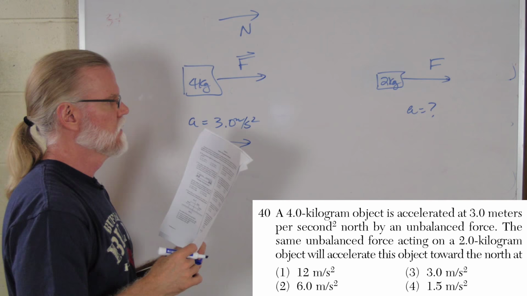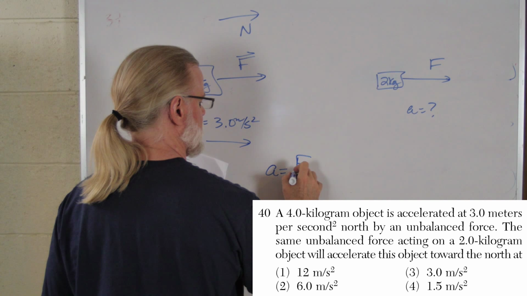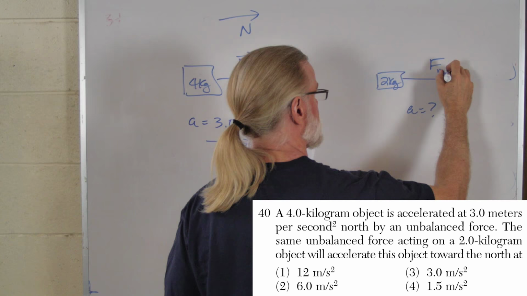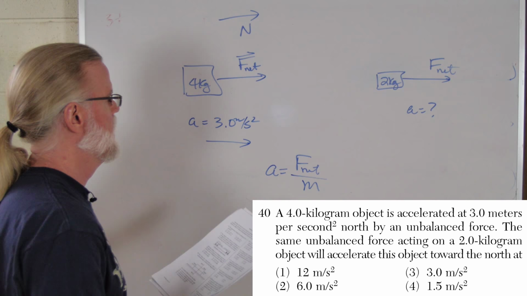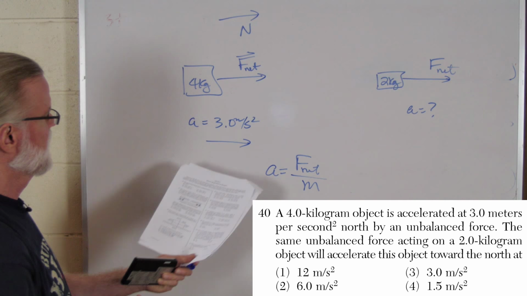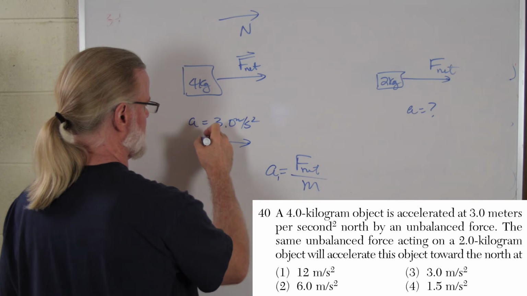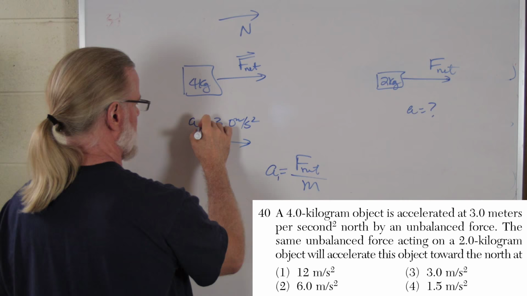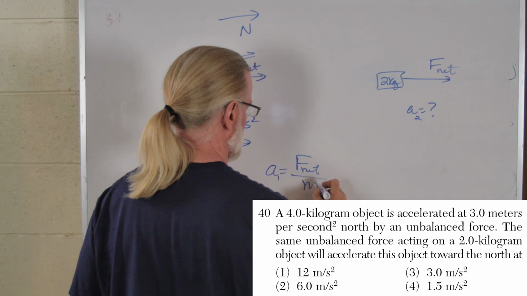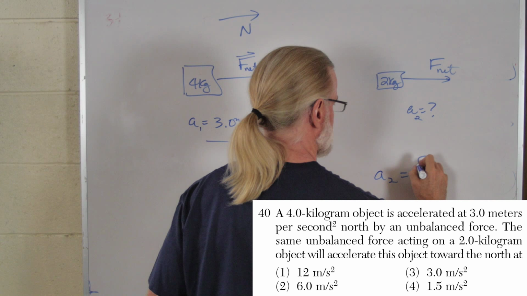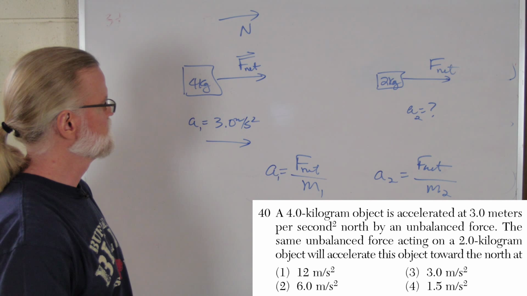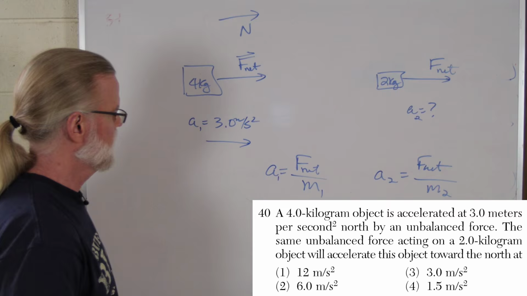All right. Well, acceleration, of course, is F net, which I'll call the unbalanced force, divided by M. We could calculate the net force; that would probably be the most straightforward way that many of you would be comfortable with. Or I could say M A, acceleration 1 and acceleration 2. Acceleration 1 equals F net over M1. Acceleration 2 equals the same net force divided by M2. And we know M1 and M2.